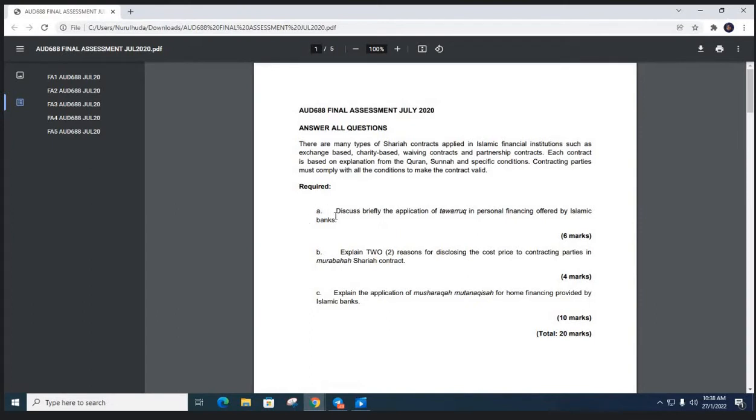Untuk A ni rasa ada masalah ke? Okay kan? Boleh? Boleh kan? Direct je soalan ni.